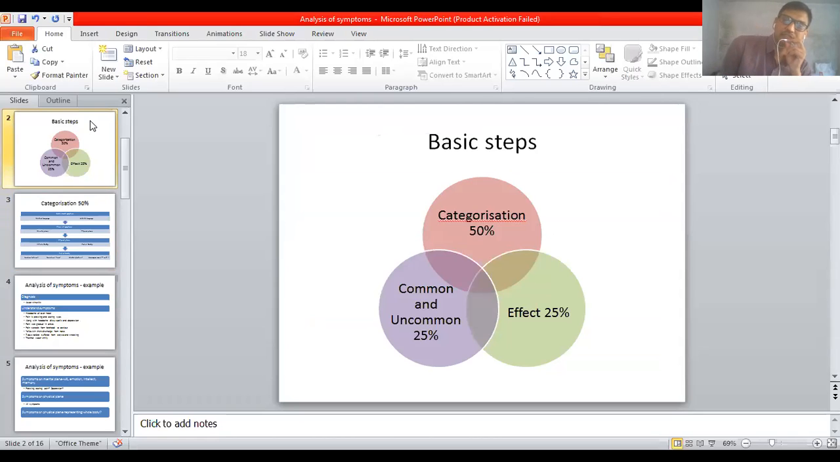and we also understood the percentage. So categorization of symptoms into mental general, physical general, particular symptom is 50% of the job of analysis of symptoms, and the remaining 25% is categorizing each category of symptoms into common and uncommon symptoms, and the remaining 25% is identifying the effect of each symptom on the other symptom. And we understood how to do this categorization with the help of one case.